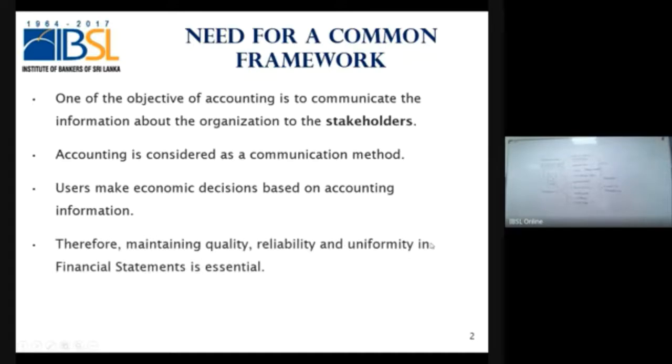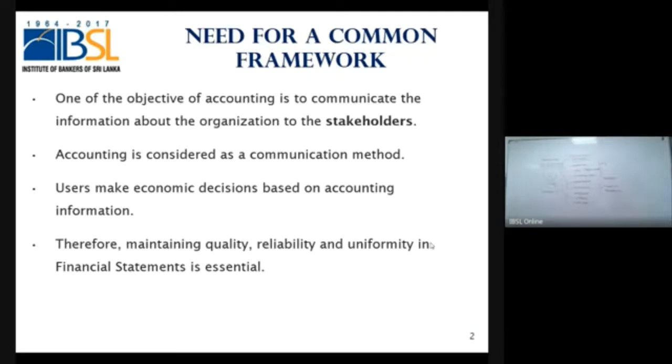So in order to achieve this objective, you need the financial information or the financial statements to be uniform. But now it is not only uniform, it has to be very quality information. And also it needs to be very reliable. Reliability is very important.